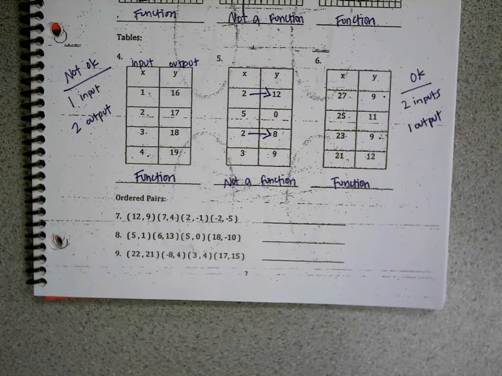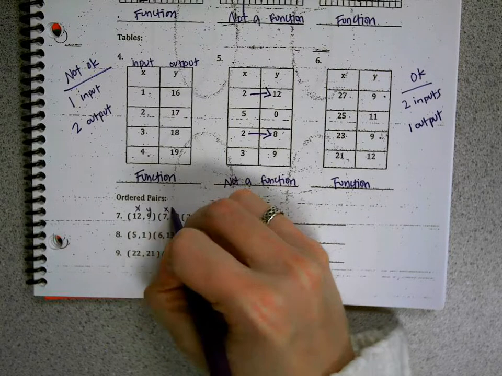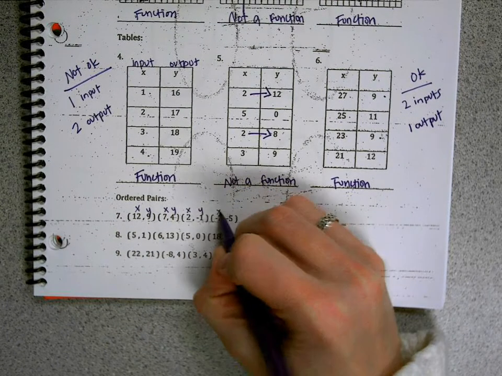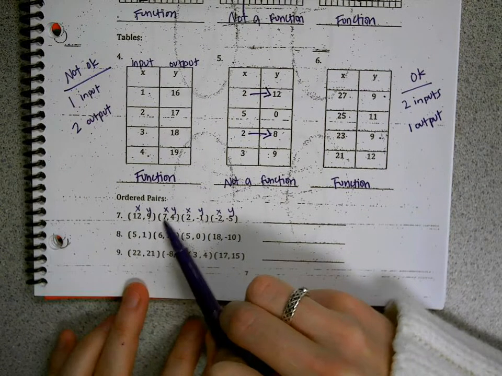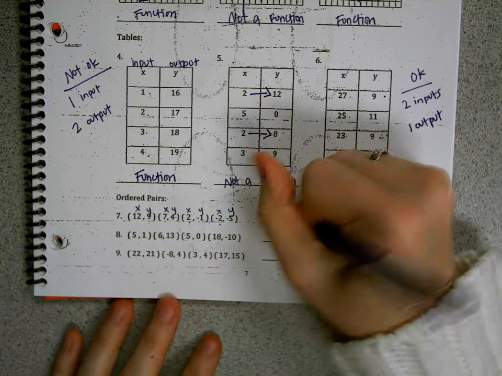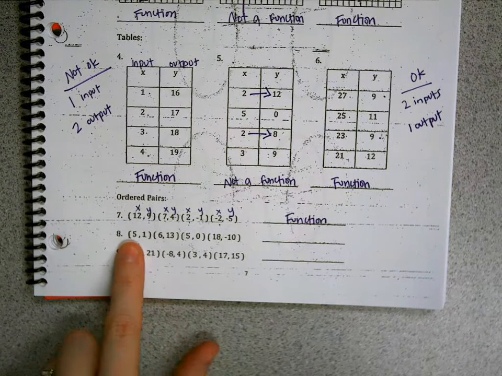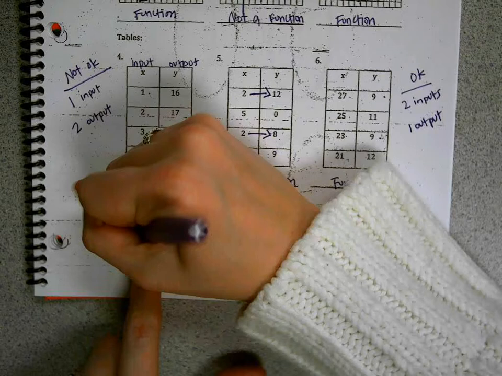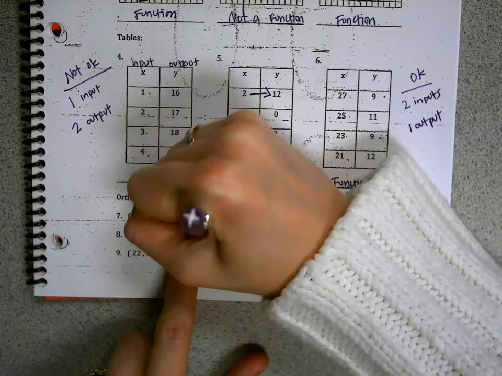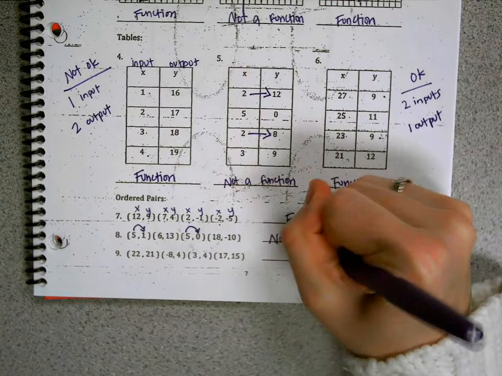So if we move down to the ordered pairs, it's the same thing. Remember, in our ordered pairs, x always comes first. So xy, xy, xy. We just want to look at the x numbers to find repeats. So 12, 7, 2, and -2. No repeats, it's a function. On number 8, our x values are 5, 6, 5, and 18. So 5 is going with 1, and 5 is going with 0. So that's not okay. This is not a function.